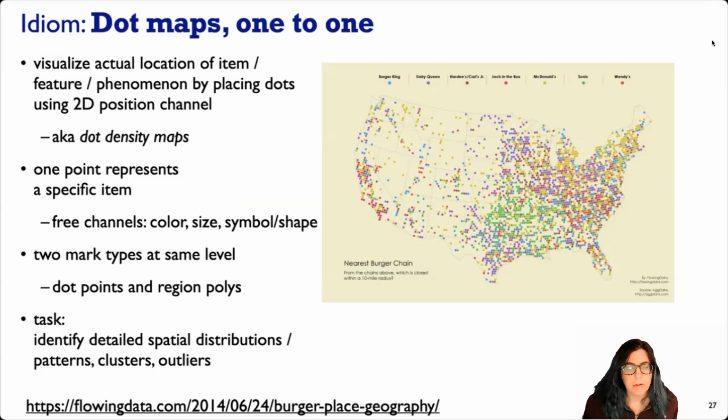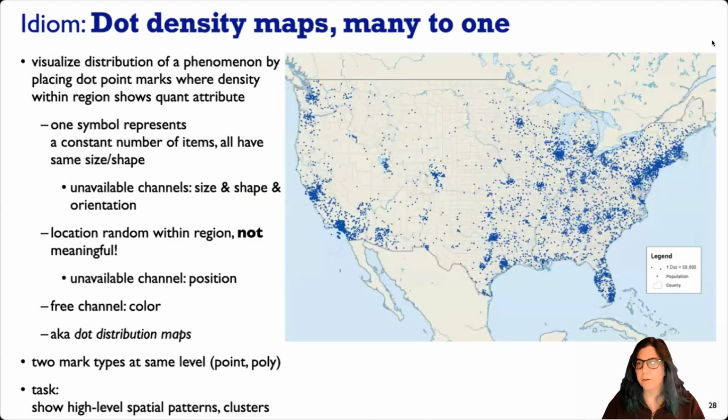And so these are particularly good when you're trying to really understand the spatial distributions of things, find patterns, find clusters, find outliers. So this particular case is showing the nearest burger chain: what's the nearest one in this region? Is it Burger King? Is it Dairy Queen? Is it Jack in the Box, McDonald's, and so on? What else could we do?